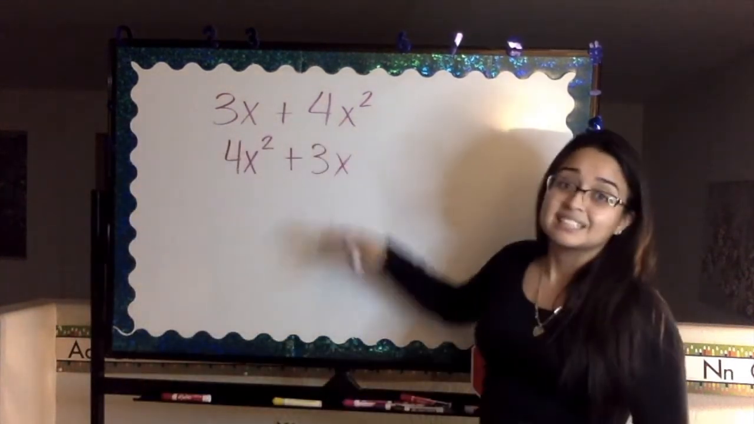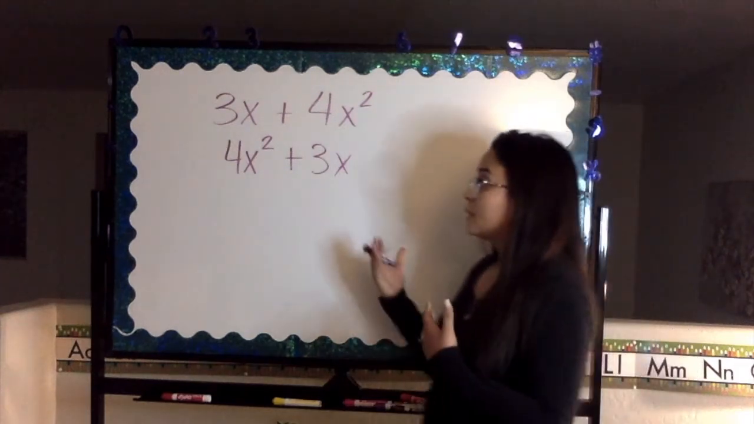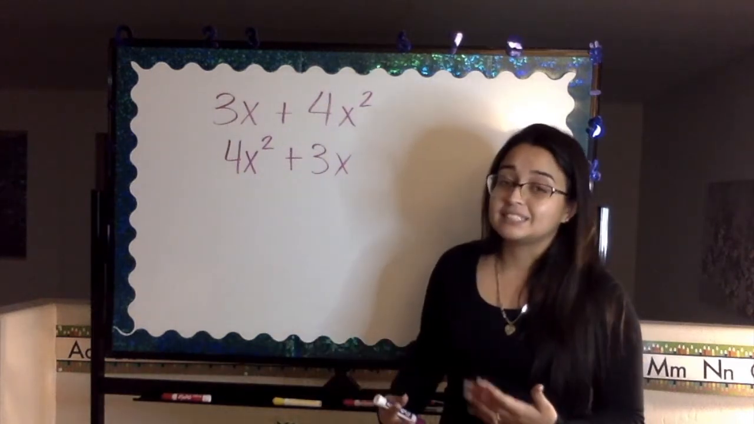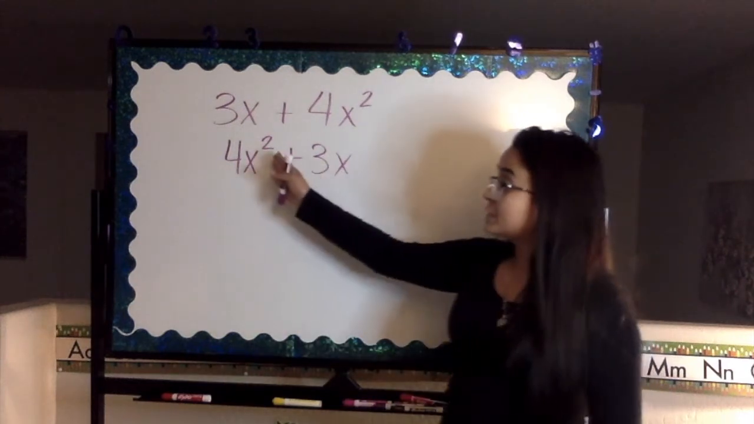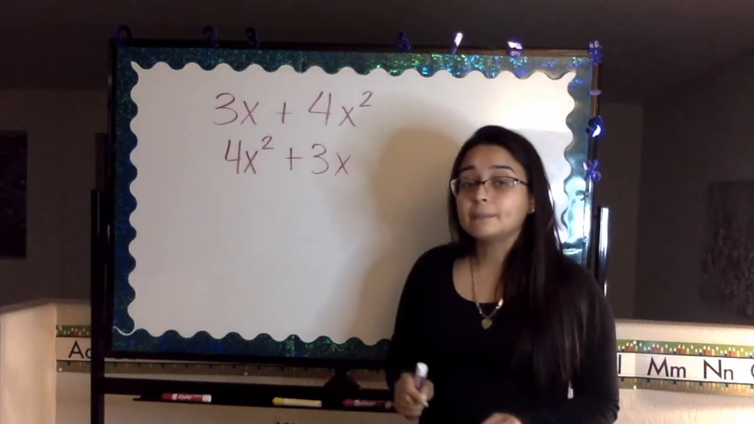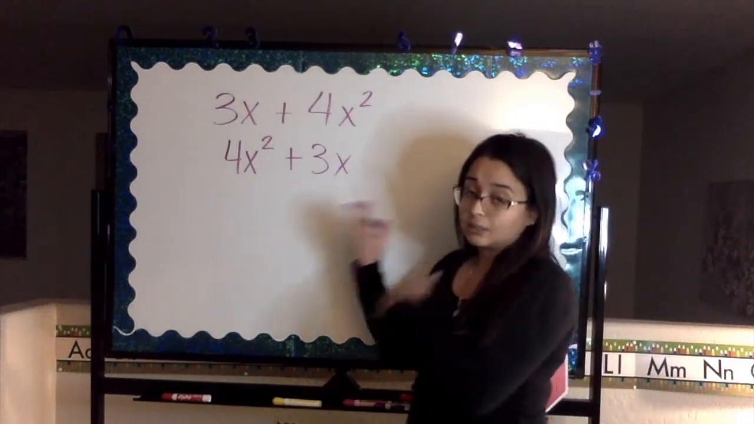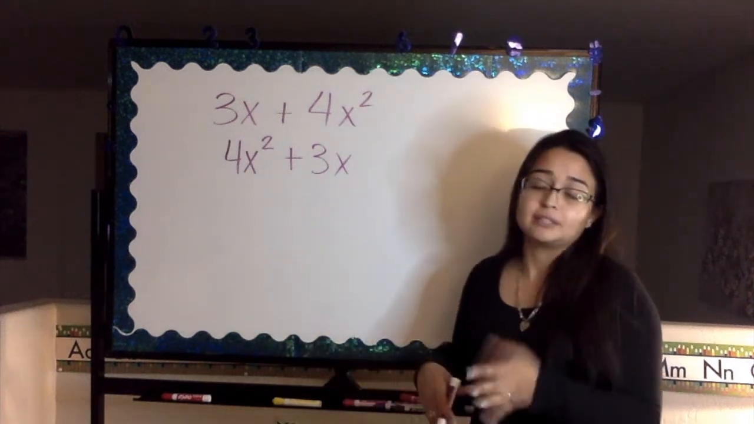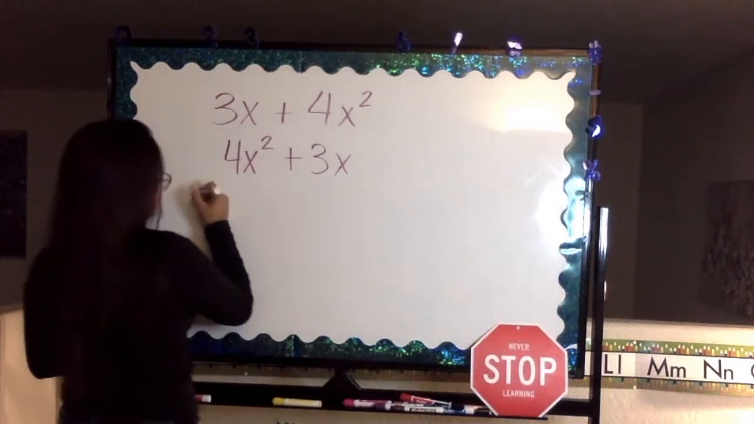Now, this is in the correct order. Now, how many monomials are there? There's 1, 2. That classifies this as a binomial, okay? And since the biggest exponent is 2, that means it's quadratic. This makes this equation a quadratic binomial. Binomial, okay? So we would label it like this.